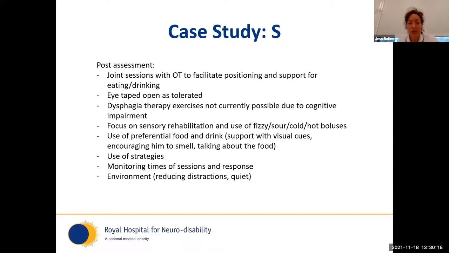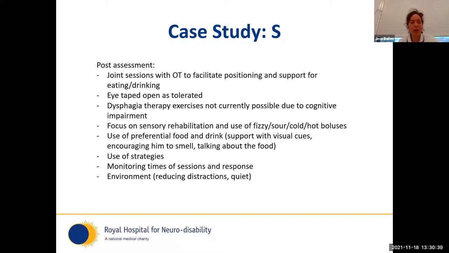We try and use preferential food and drink and support with cues, telling him, talking about the food and trying to get him to smell it. Use strategies, so a teaspoon followed by a coated teaspoon to try and help with residue. And we're just monitoring whether he's better in a particular time of day or in a particular environment.